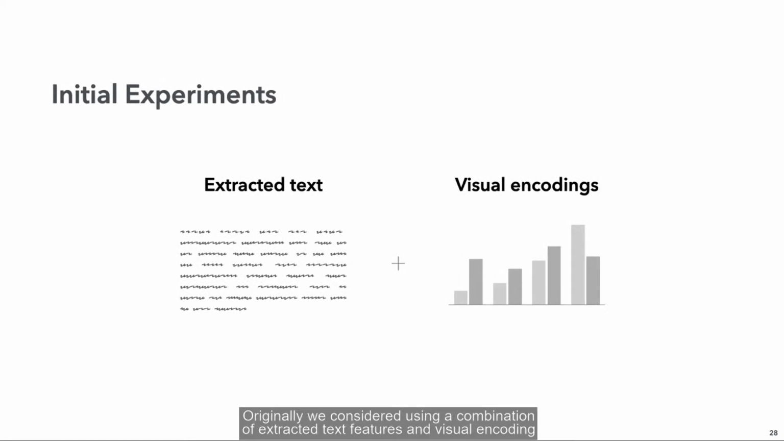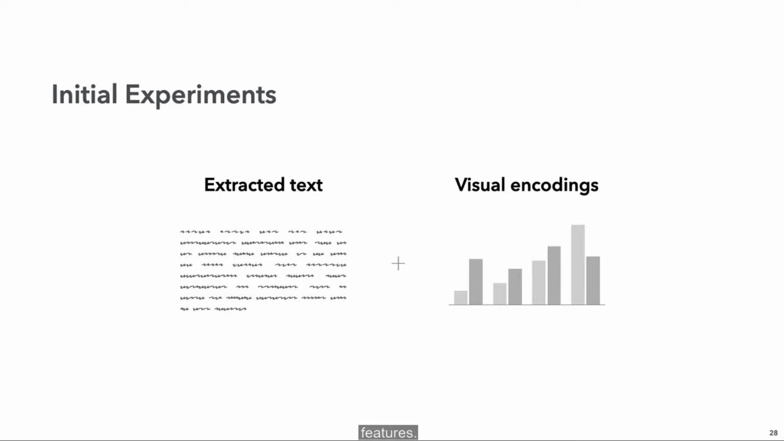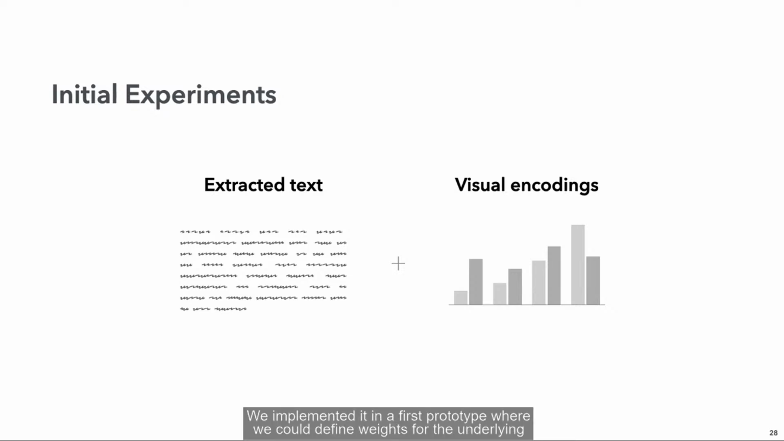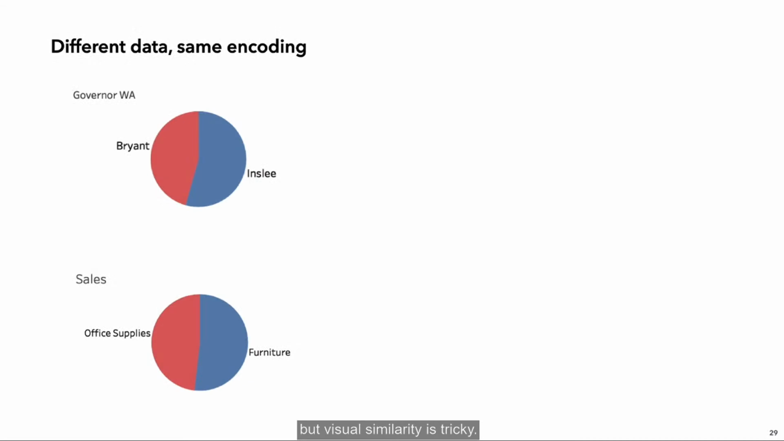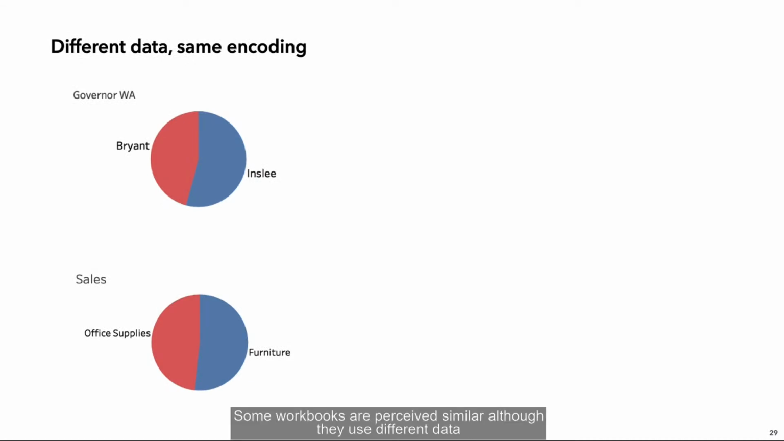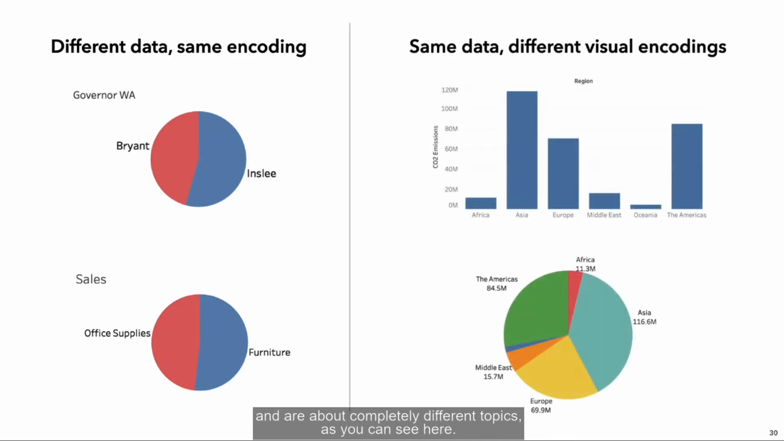Originally, we considered using a combination of extracted text features and visual encoding features. We implemented it in a first prototype where we could define weights for the underlying topic versus the visual style. But visual similarity is tricky. Some workbooks are perceived similar, although they use different data and are about completely different topics, as you can see here. In contrast, identical information may be visualized fundamentally differently. For example, CO2 emissions in different regions as a bar chart or pie chart.